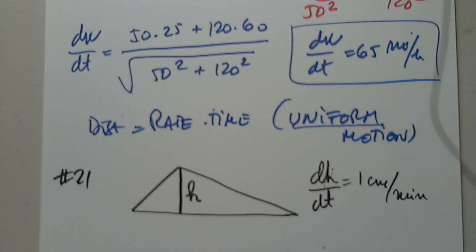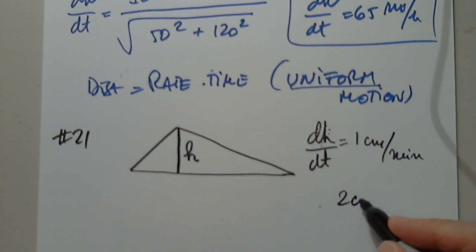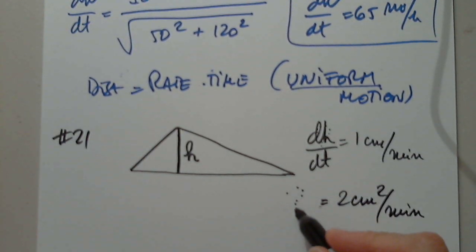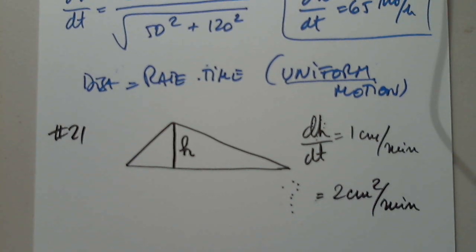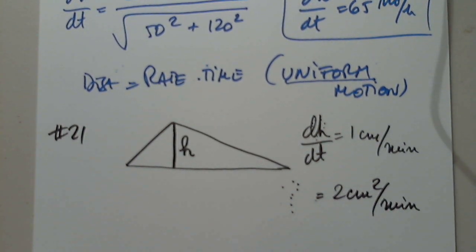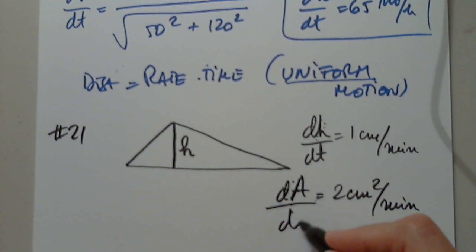While the area of the triangle is increasing at a rate of 2 centimeters squared per minute. That's just like dA over dt. Of course, thank you so much. Good. So this is what we got from the first sentence.